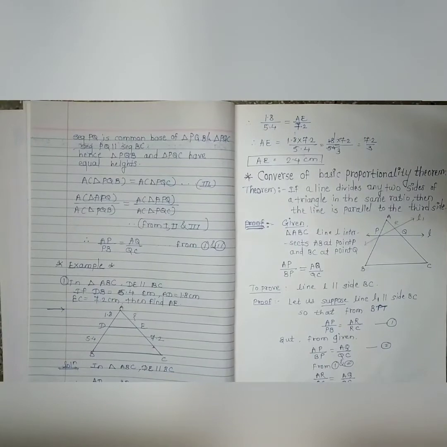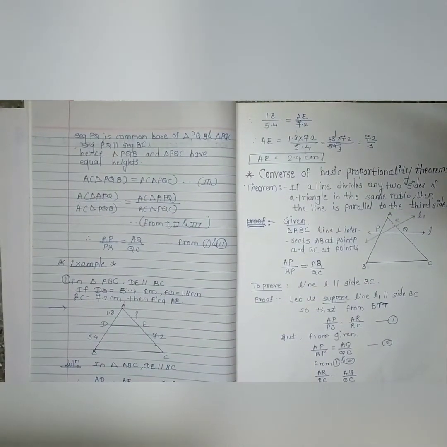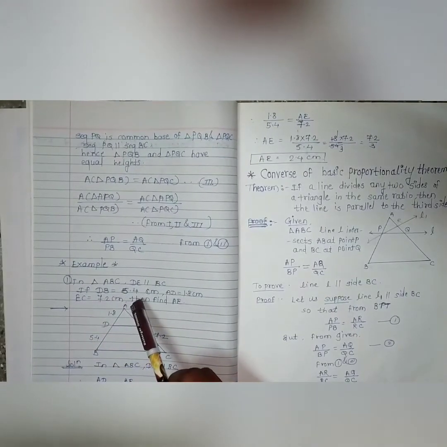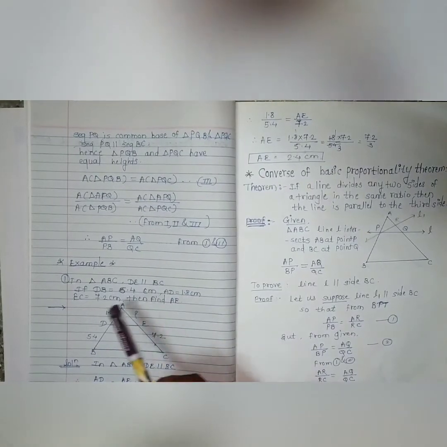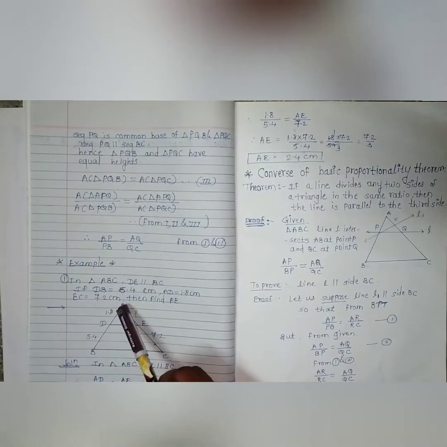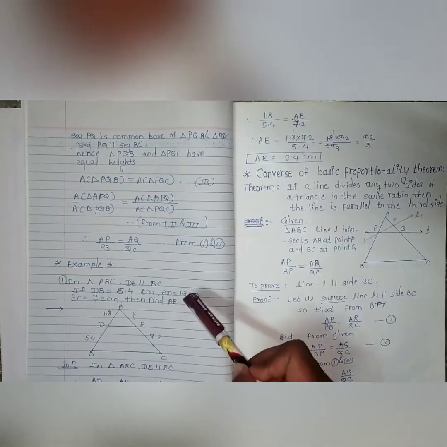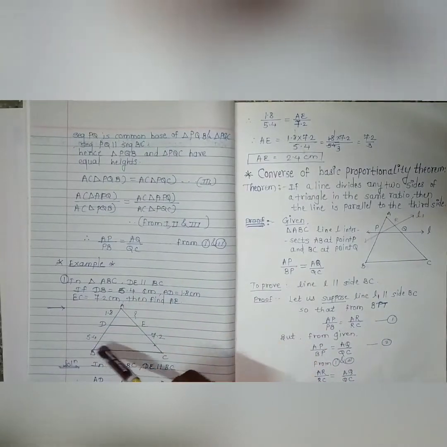Now example number one. In triangle ABC, DE is parallel to BC. If DB is equal to 5.4 centimeter, AD is equal to 1.8 centimeter, EC is equal to 7.2 centimeter, then find AE. To solve this example, we use the basic proportionality theorem. This is the figure, triangle ABC.